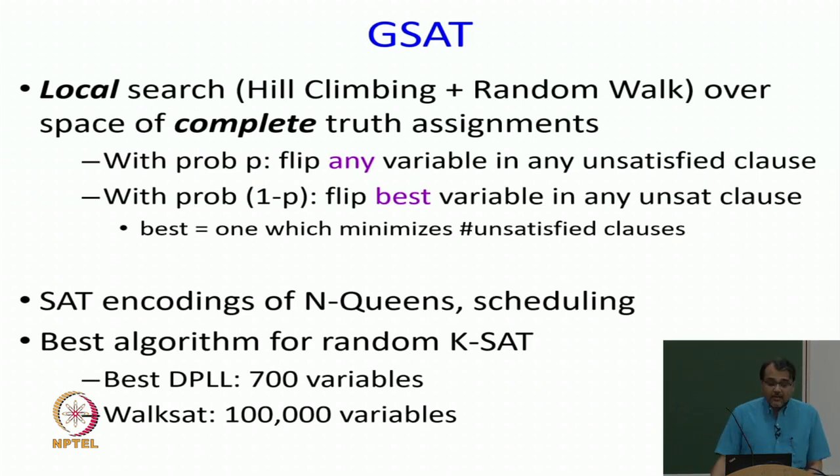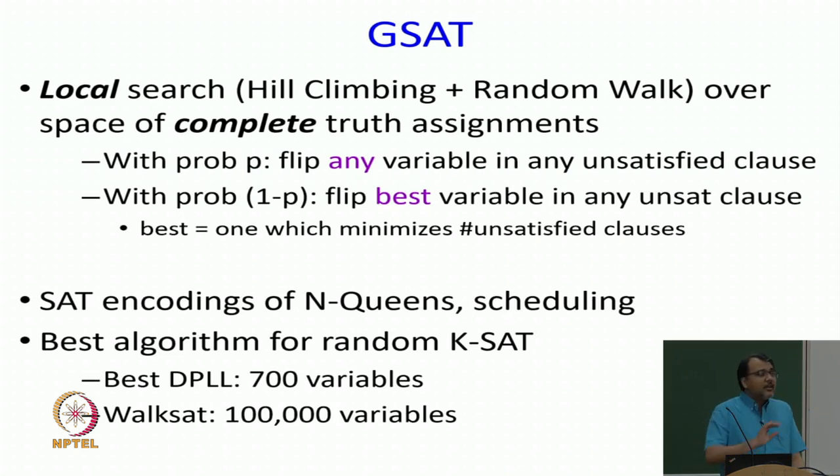If you have a SAT encoding of n queens, the best DPLL algorithm can solve up to 700 variable problems, but the best WalkSAT algorithm can solve over 100,000 variable problems. Sorry, we haven't described WalkSAT, but the best local search algorithm can solve upward of 100,000 variable problems. And this particular algorithm that I just showed you is called GSAT. Okay.